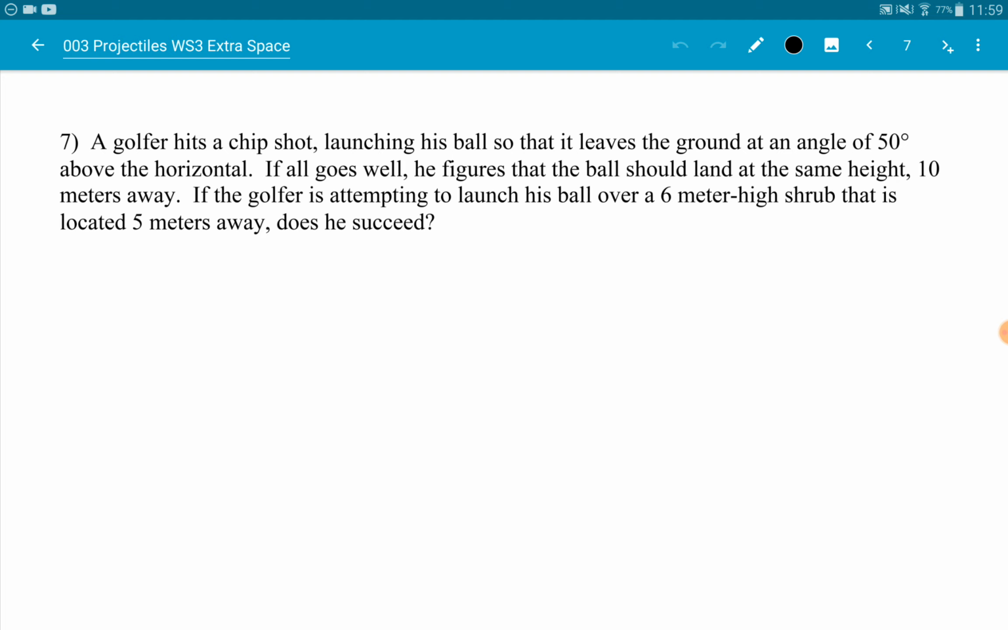The golfer is attempting to launch the ball over a 6-meter high shrub located 5 meters away. Does he succeed? Well, let's go draw this. Sounds kind of like the Paul Konerko problem from earlier.